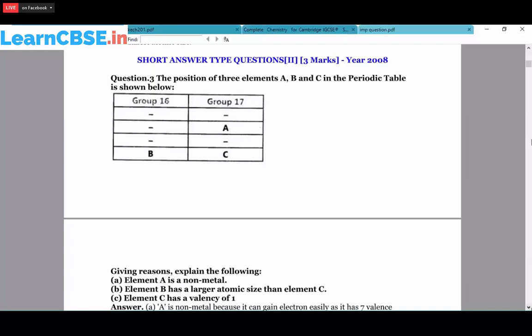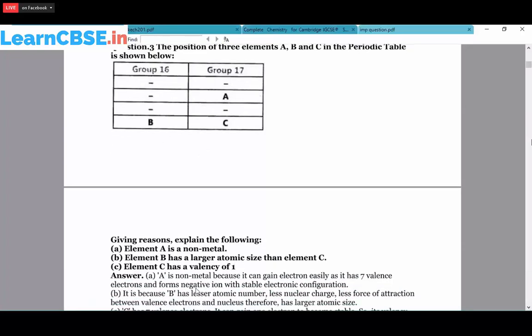Element A is a non-metal. Why? Because it can easily gain an electron, because it is present in group 17. So it has 7 electrons in the outermost shell, so it needs 1 electron to complete the outermost shell. So it can easily gain electrons. With 7 valence electrons, it easily forms a negative ion. The one which is gaining electrons, we call it a non-metal. So element A is a non-metal.